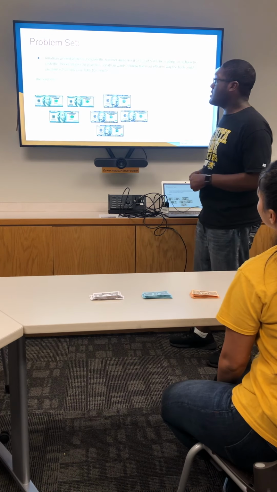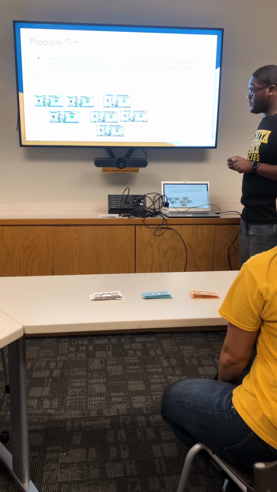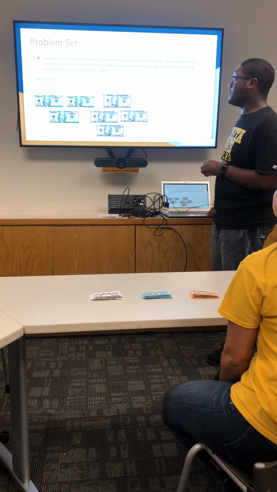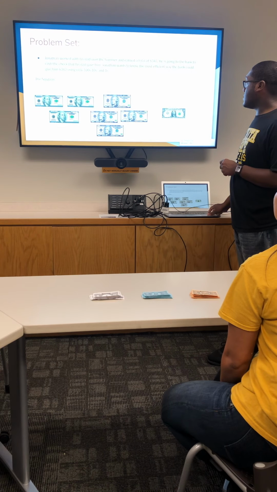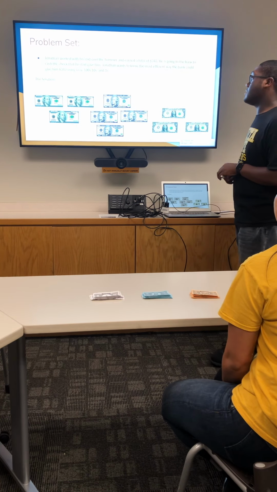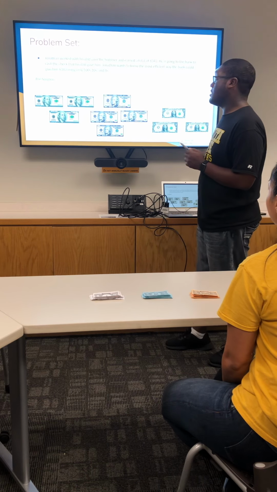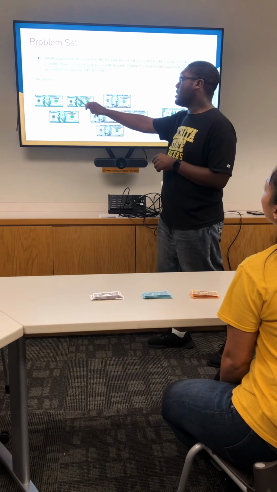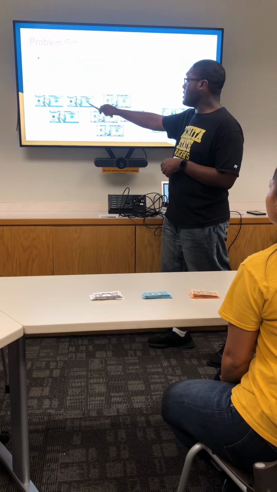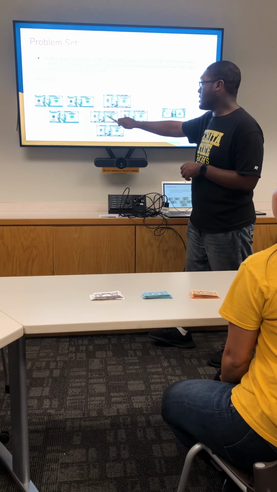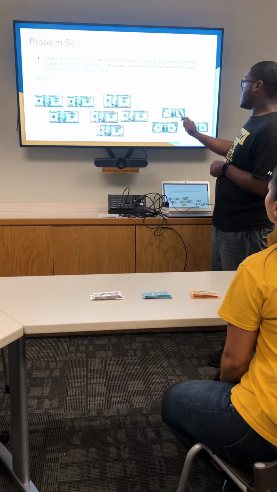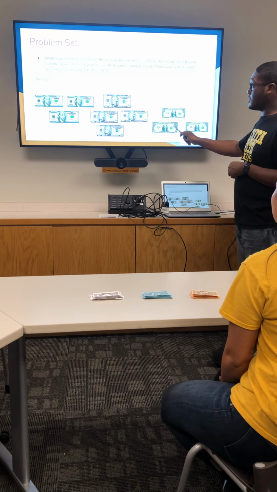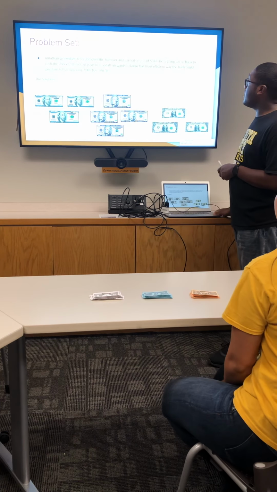Now, what do we still need to add? We need ones, and we need 3 ones. 1, 2, 3. Alright, so now let's count and see if we are at our 343, our target number. 100, 200, 300, 310, 320, 330, 340, 341, 342, 343. Very nice.